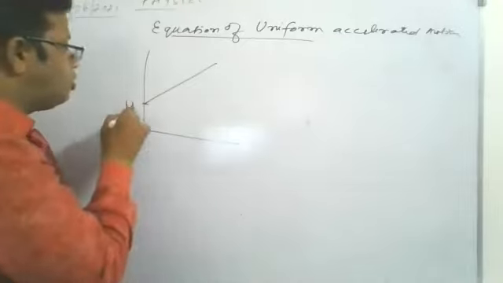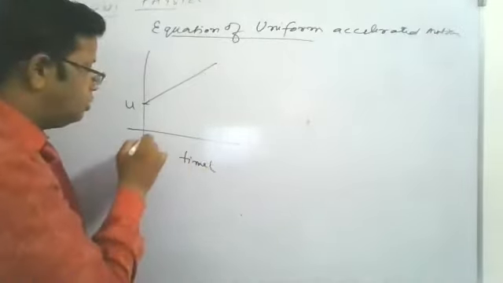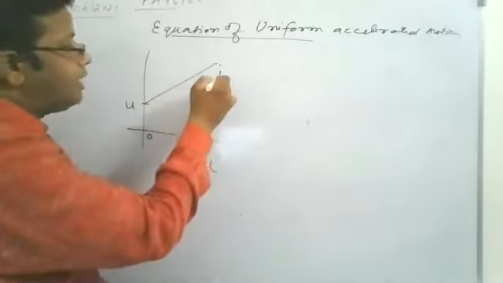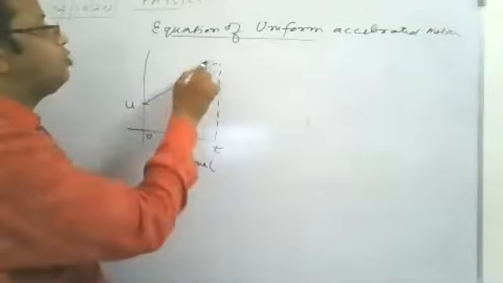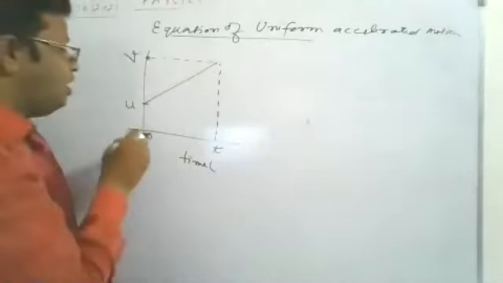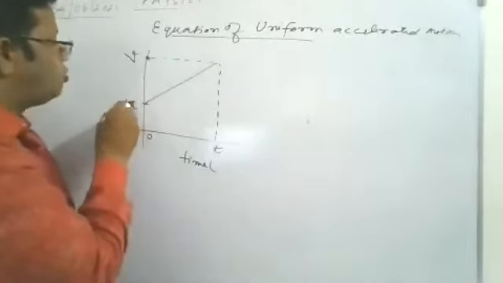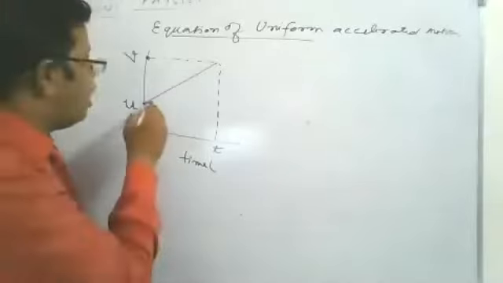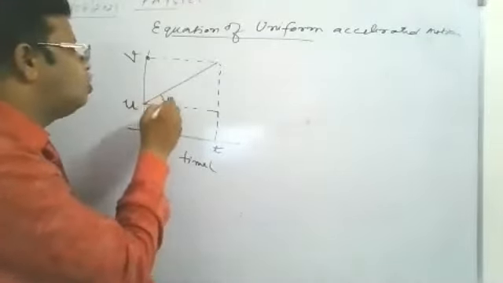This is the initial velocity. Over this axis, this is time, 0 time, and at time t. At a particular instant of time t, whatever be the velocity, that is called final velocity, represented by small v. And at time 0, what is the velocity? Initial velocity is small u. And this is the theta. Tan theta is called slope.